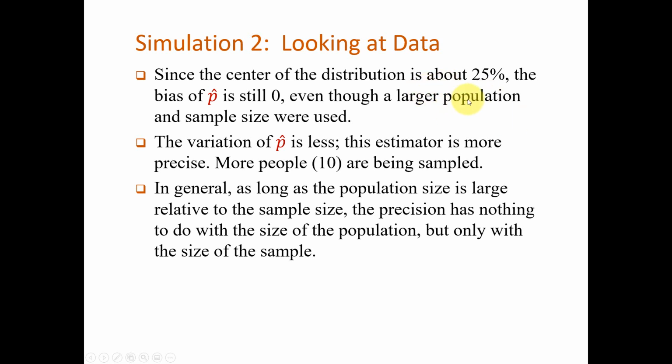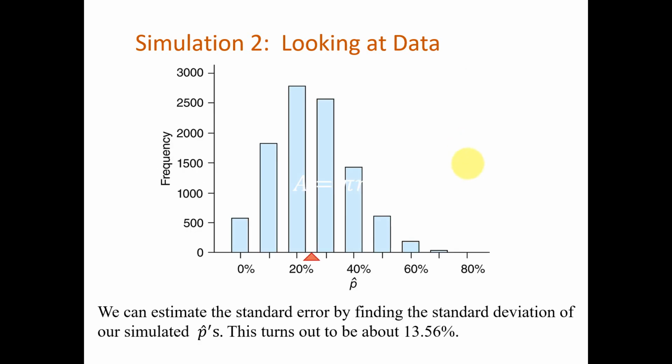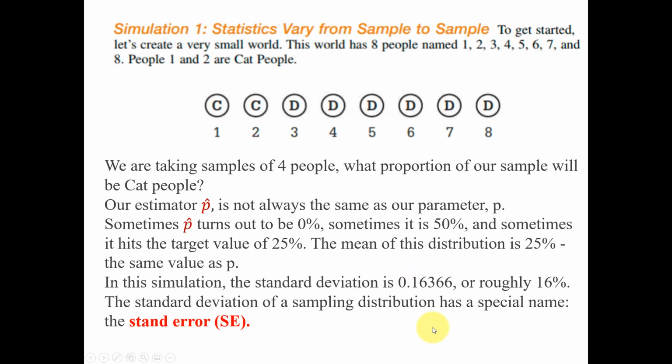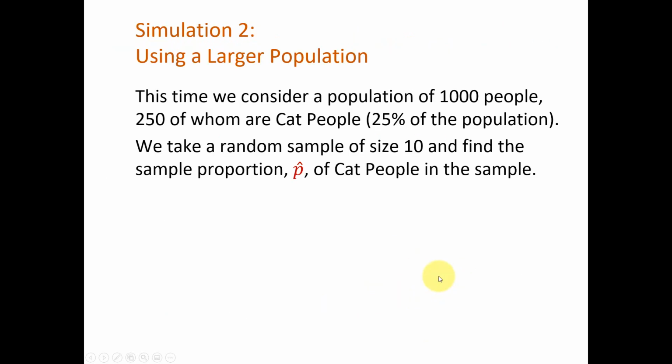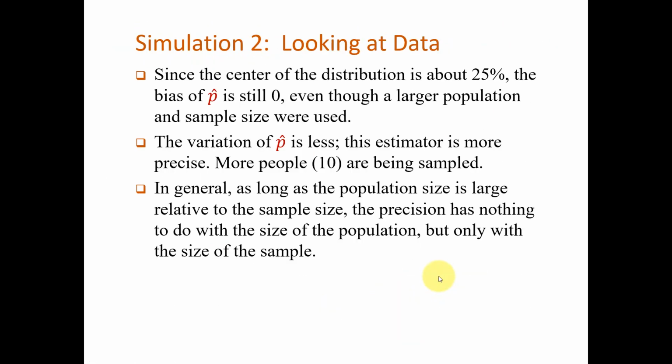Even though a larger population and sample size were used, the variation of p hat is less because our estimator is more precise. Our standard error was smaller than right here because we just took a larger sample size. That's why it's smaller. In general, when the population size is large relative to the sample size, the precision has nothing to do with the size of the population, only with the size of the sample. That's what I alluded to a few seconds ago.